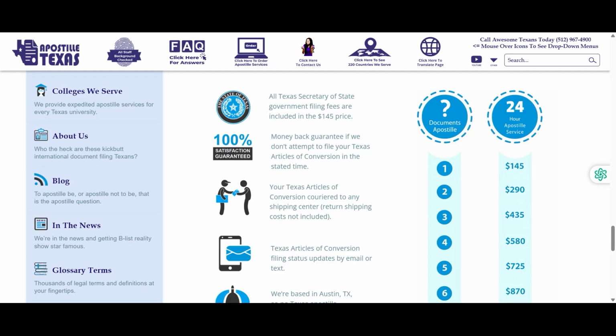Because all the documents in this division are already on file with them, they'll just make new certified copies for as many as you want. So if you wanted 10 apostilles on one document, you could do that. It doesn't matter because they already have it on file.